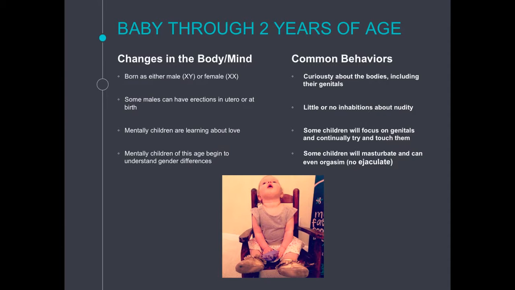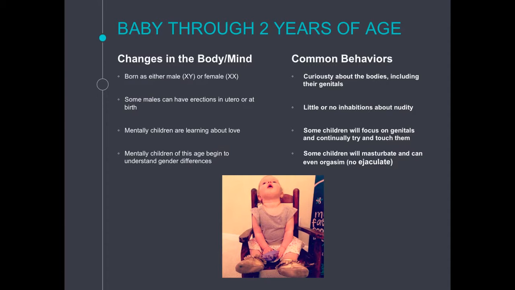From birth, actually before birth, we are typically either born as male, XY chromosome, or female, XX chromosome. And I understand there's intersexed people, there's other classifications, but the majority of people are born this way, so we'll just assume that as we go. Something I found very interesting is that some males can have erections in utero and are born with erections. I thought that was an interesting little tidbit, but it also shows that the body of young males is capable of doing that.